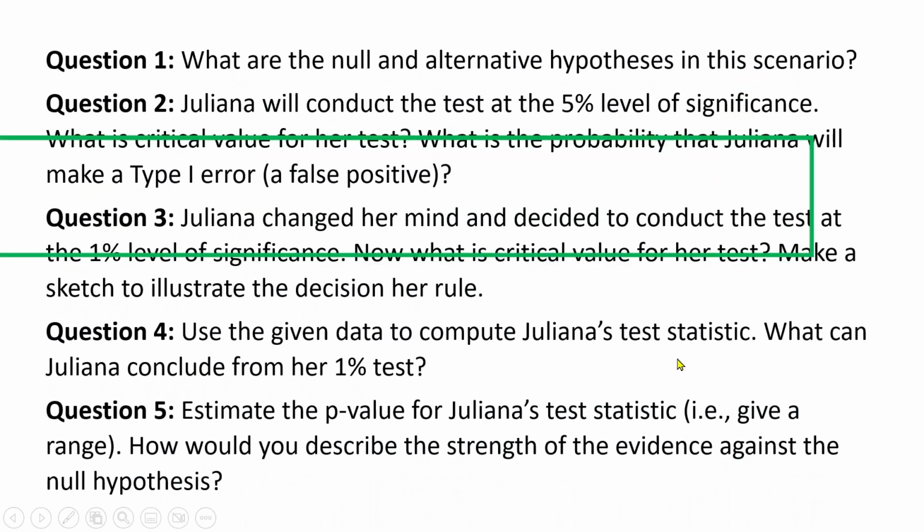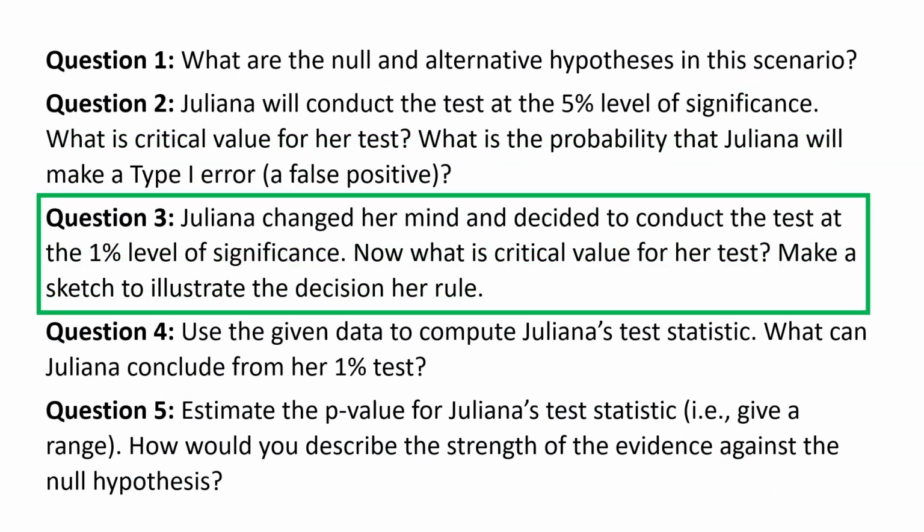Next question. So let's suppose Juliana decided that a 5% chance of a false positive is too high. So let's reduce the level of significance to 1%. Now what is the critical value for the test?